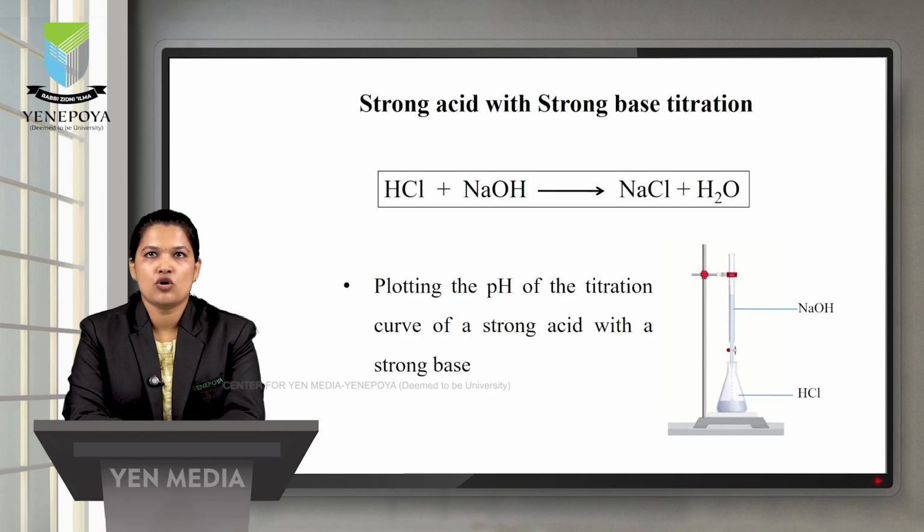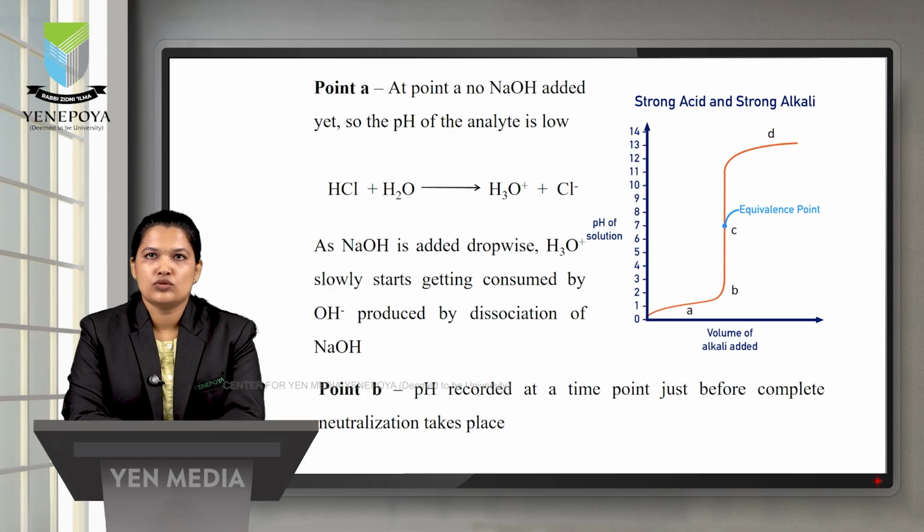Here is the strong acid and strong base titration. For example, HCl is treated with NaOH to get NaCl and water. Here the titrant is NaOH and the titrate is HCl. We are plotting the pH titration curve of the strong acid with the strong base. This is a neutralization curve.